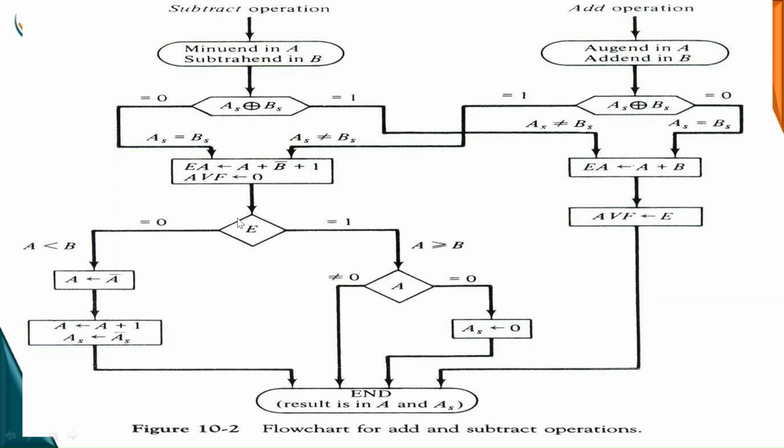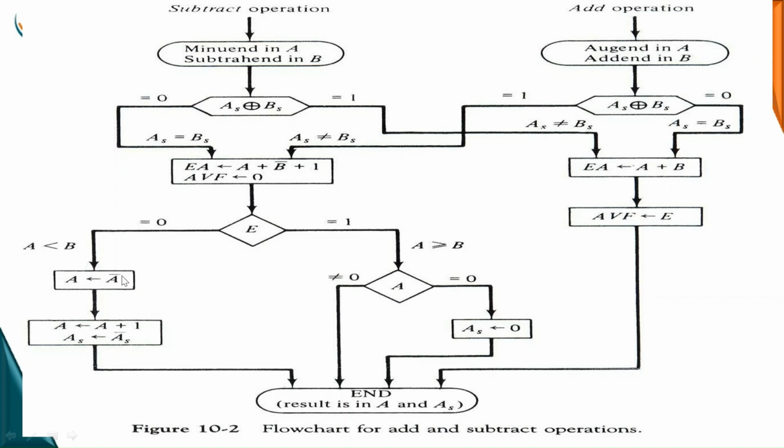On the other side, if E is equal to 0, it means that A is less than B. You cannot subtract a larger number from a smaller number. So whatever result you got and stored in register A is not your actual result. That is the 2's complement of your actual result. So you have to perform the 2's complement of this result to get your actual result.